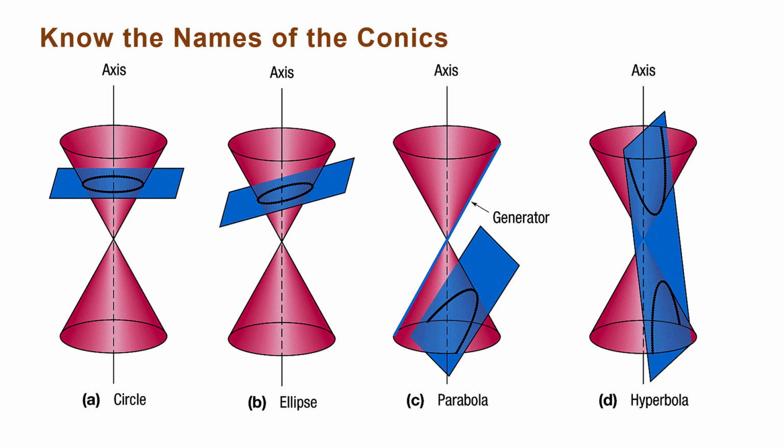Parabolas, as shown in figure C, are generated when the plane is tilted further so that it is parallel to one and only one generator and intersects only one nape of the cone. And finally, figure D shows that a hyperbola is created when the plane intersects both napes. If the plane contains the vertex, the intersection of the plane and the cone is a point, a line, or a pair of intersecting lines, and these are called degenerate conics.